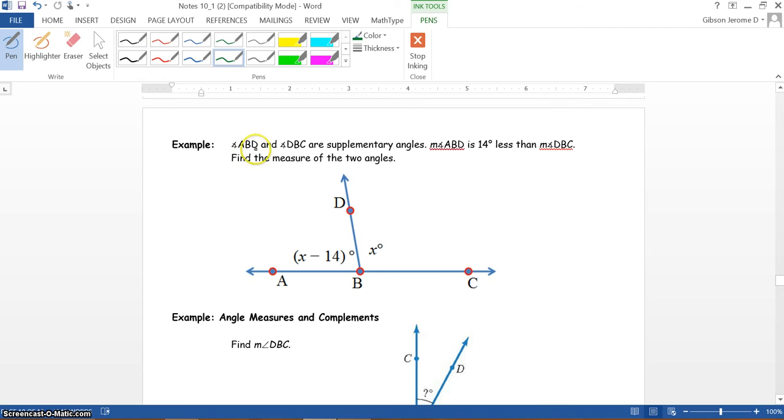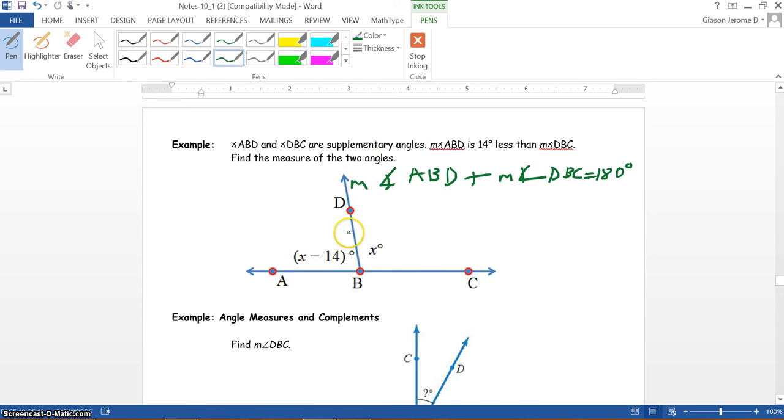Now we have an example. Angle ABD and angle DBC are supplementary angles. The measure of angle ABD is 14 degrees less than the measure of angle DBC. Find the measure of the two angles. Now we're told that these two angles are supplementary angles. So we know that the measure of angle ABD plus the measure of angle DBC is supposed to equal 180 degrees because they're supplementary.